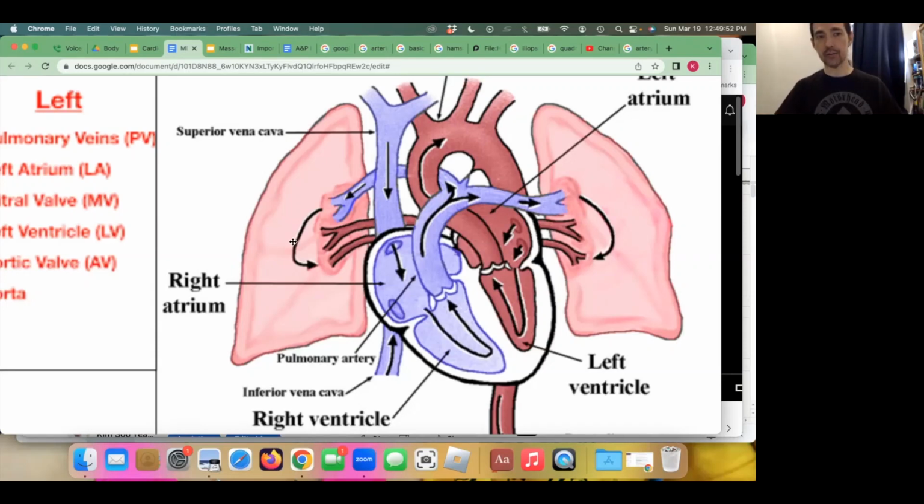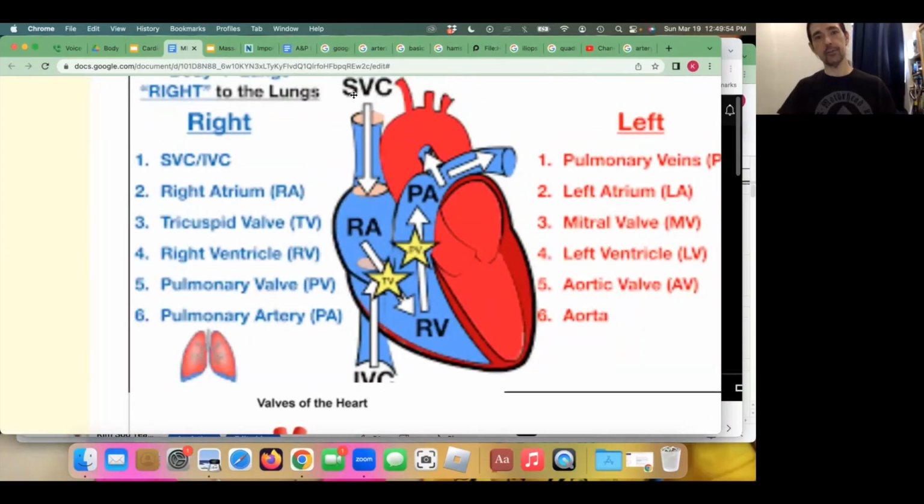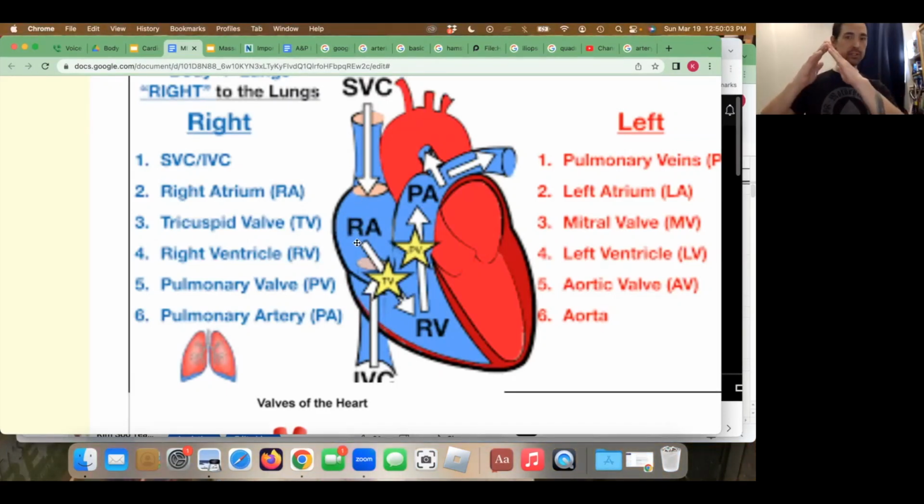So one more time for the right side, and then we'll move on to the left. Deoxygenated blood comes in through the superior vena cava and the inferior vena cava. They both feed into the right atrium, which is the top chamber on the right side of the heart. From the atrium, the deoxygenated blood goes into the right ventricle. To get there, it has to go through a valve. The name of that valve is the tricuspid valve.